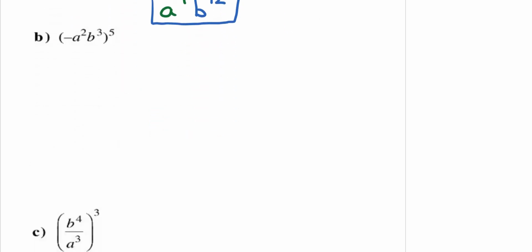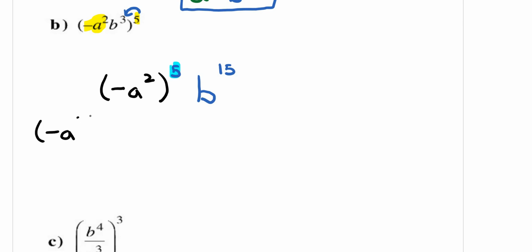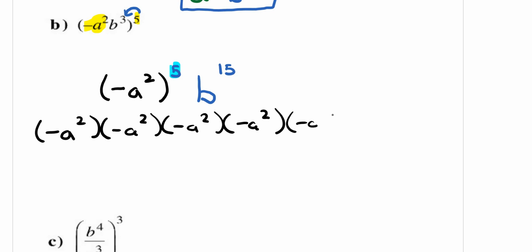So let's take a look at 5b. You notice that I've asked students to do most of these questions here. I like to work from the outside power inwards. So if I multiply this power with that power, I get b to the power of 15. And then I have this negative a squared. Just like the previous question, this negative a squared is being raised to the power of 5. Once again, if I use repeated multiplication here, the brackets are being expanded 5 times. And then I have the b to the power of 15 over there.